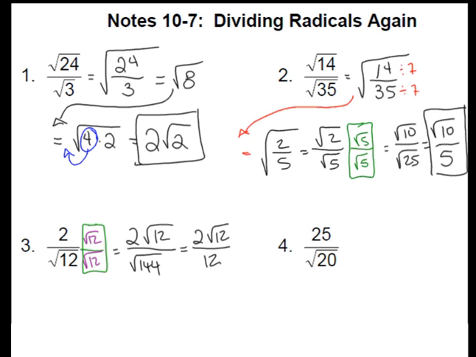Now at this point, these two right here, we can reduce, 2 over 12. So I can take a 2 out of both of those. So my final answer is going to be the square root of 12 over 6.